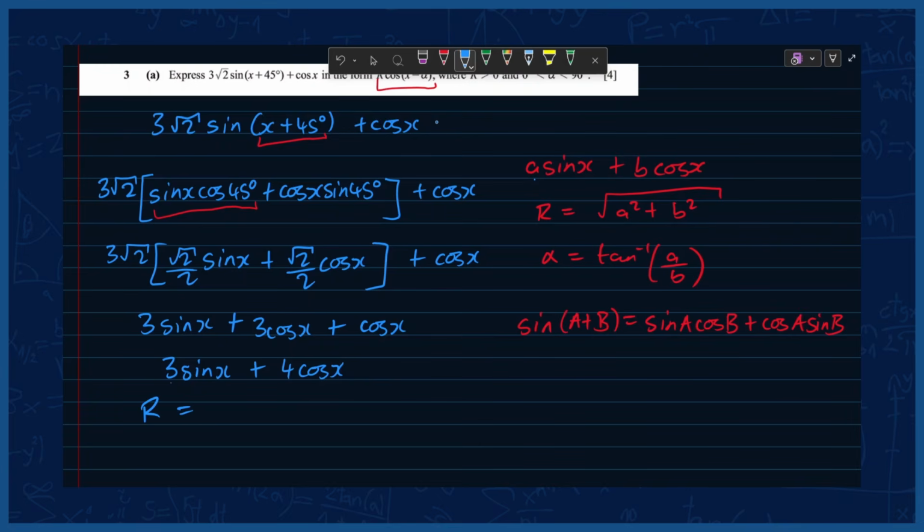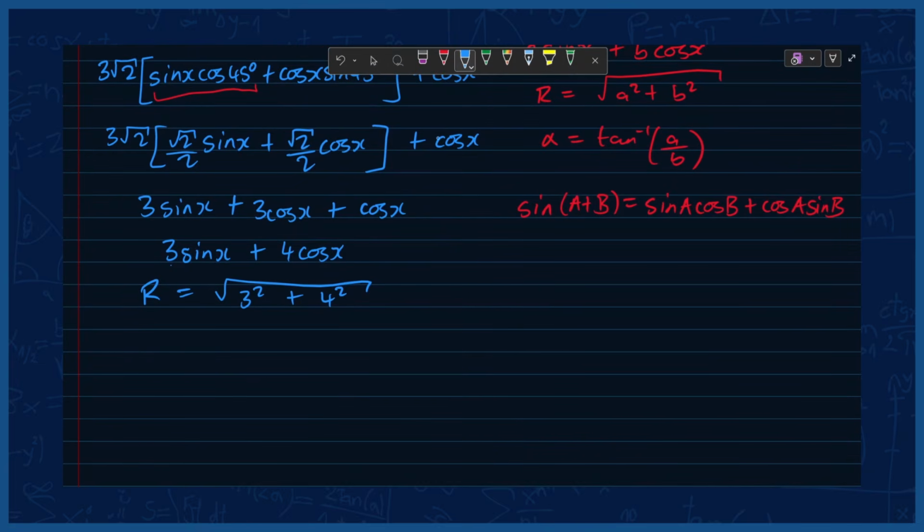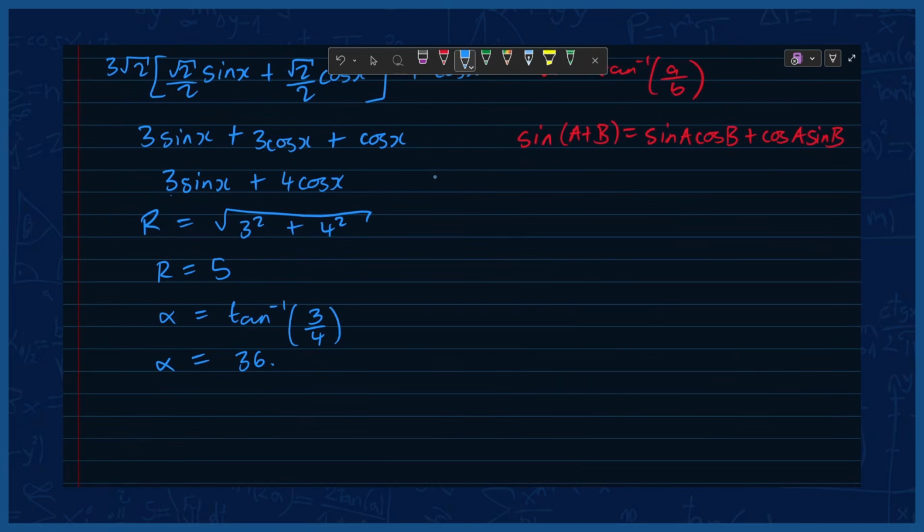So I can say that r has to be the square root of 3 squared plus 4 squared, which is what? 9 plus 16, 25. R has to be 5. And then alpha has to be arctan of a over b, so of 3 over 4. And so alpha is equal to, punch this into your calculator, arctan of 3 over 4, and this gives us 36 point. Did they specify the degree of accuracy? No, they didn't tell us how many decimal places to use for alpha, so I'll just round off to 1. So I'll say 36.9 degrees.